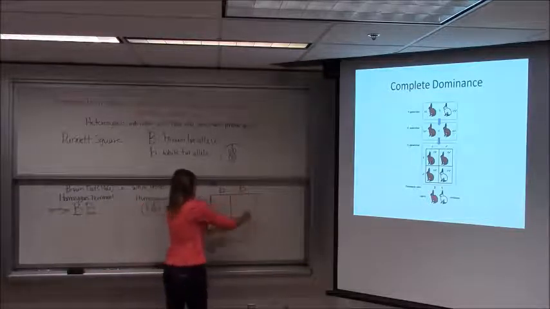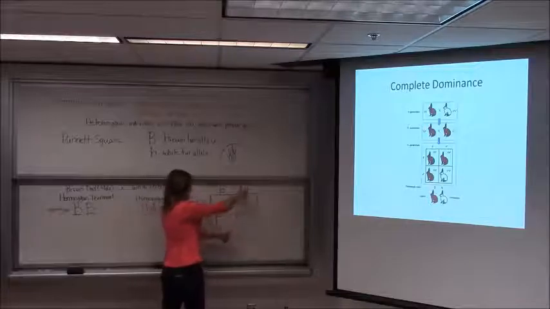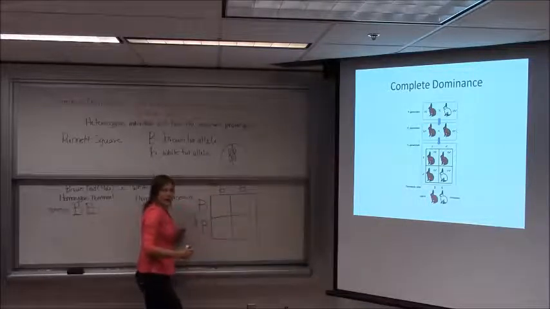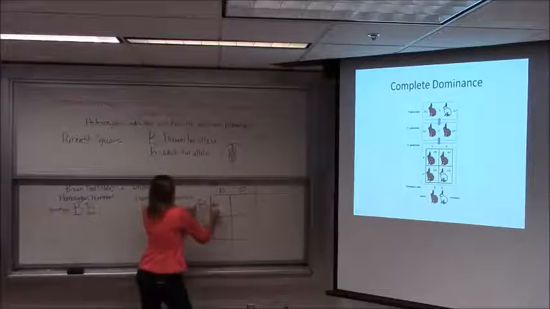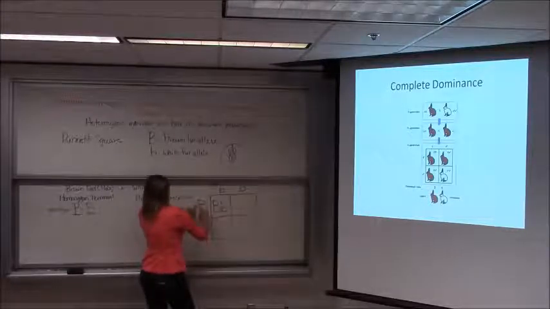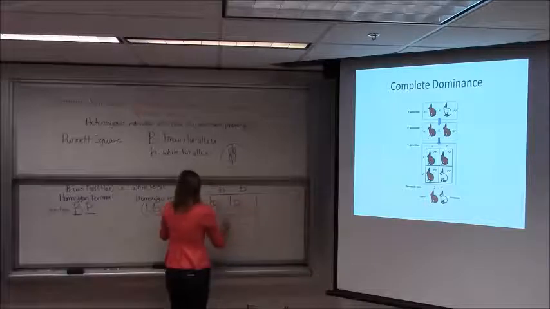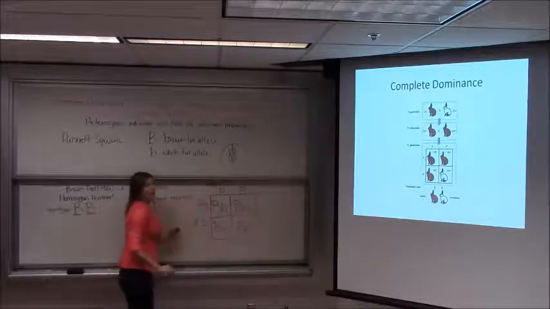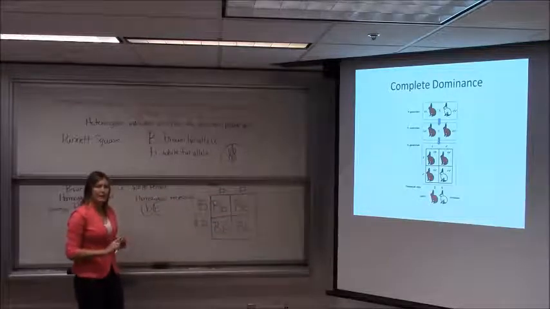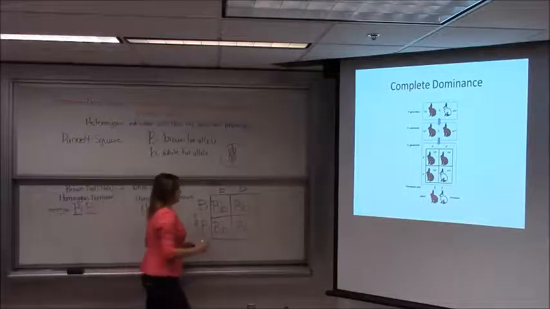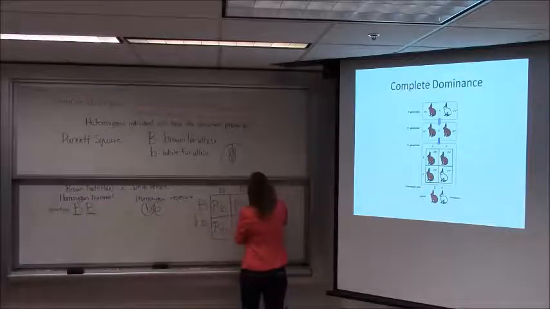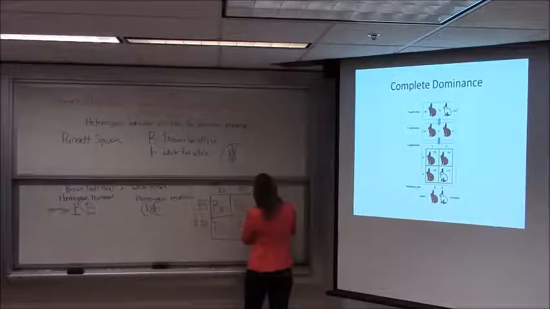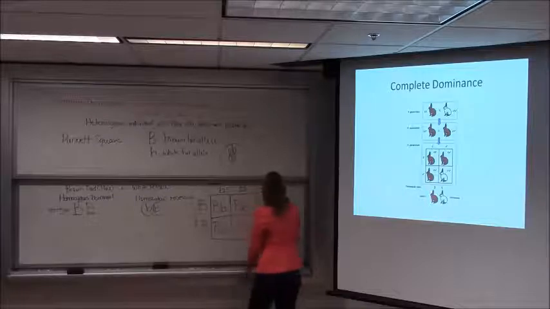So when we do our crosses, we're going to draw a line and look at what the genotypes of our babies are going to be. This baby will be big B, little b, and so on for all four. So all of our offspring are heterozygous. The genotype of our offspring: 100% heterozygous.